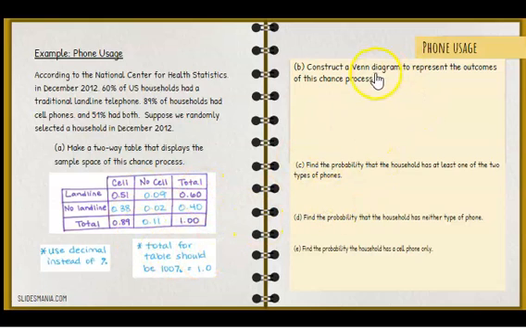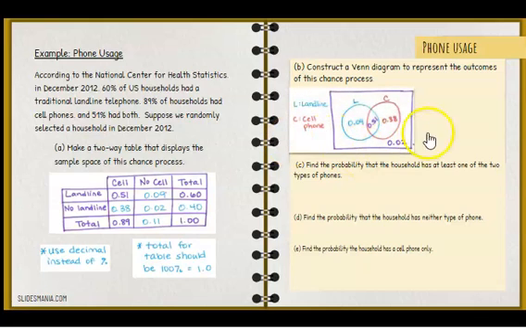Well, part B says to construct a Venn diagram to represent the outcomes of the process. So we have two circles, a cell phone circle and a landline circle. If it's outside the cell phone circle, that means no cell phone. If it's outside the landline circle, that means no landline. So here's what it looks like. Let me talk you through it. So I have my landline circle, my cell circle.